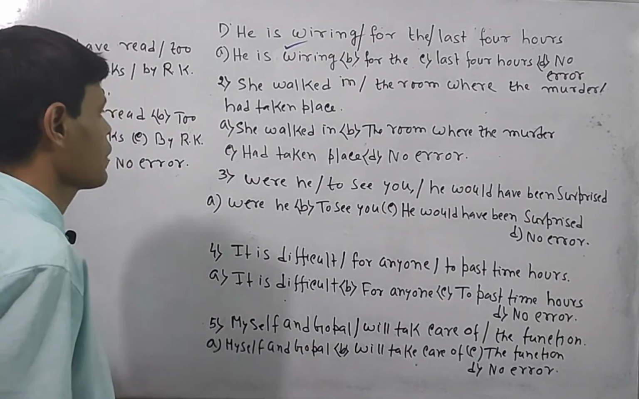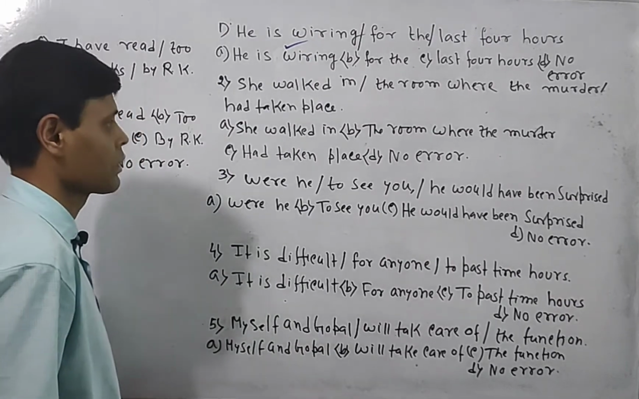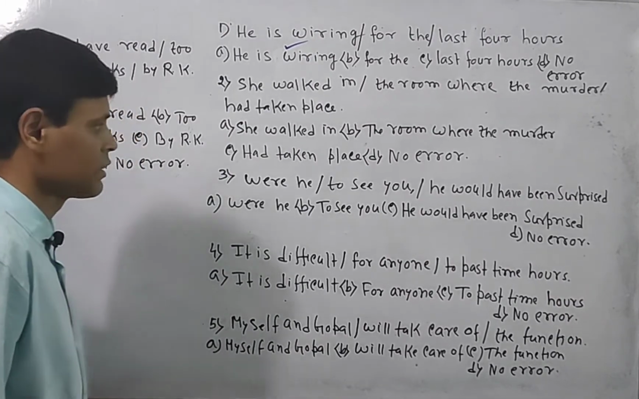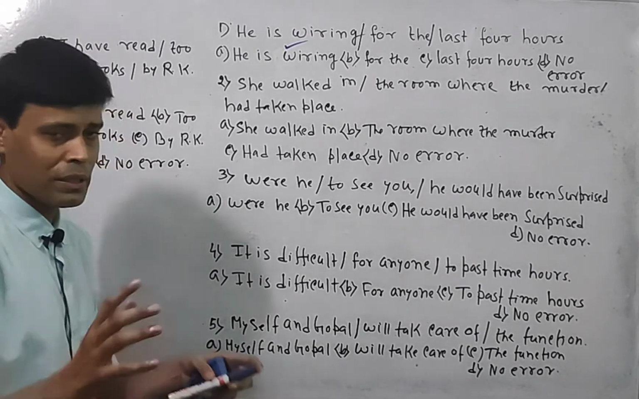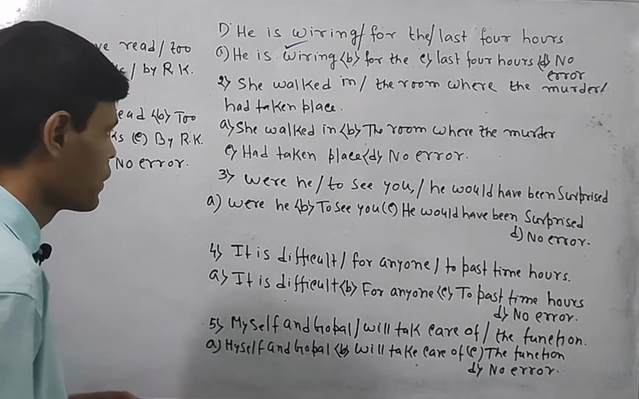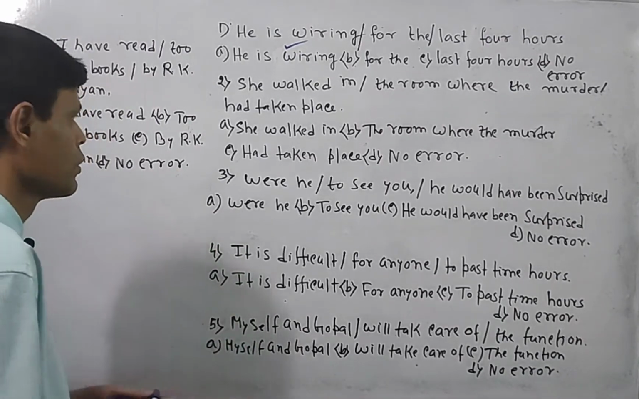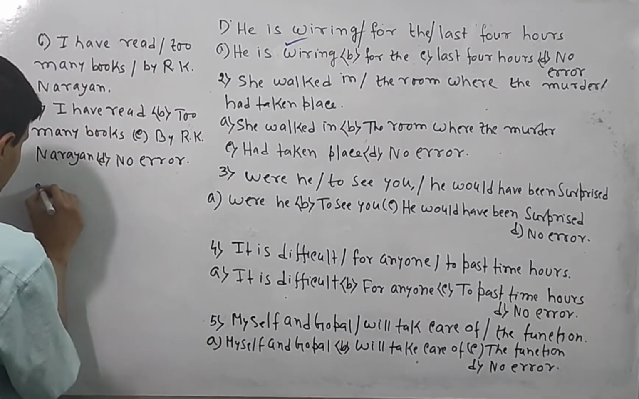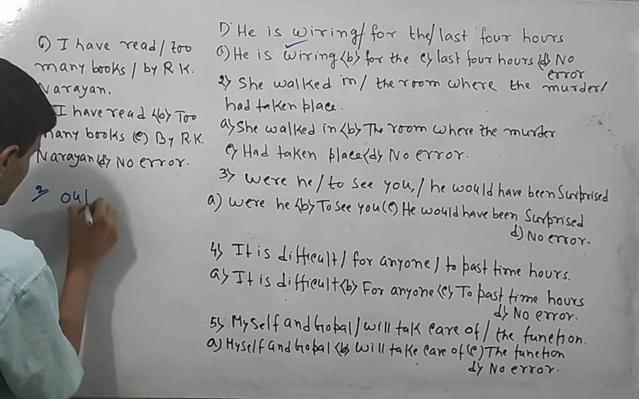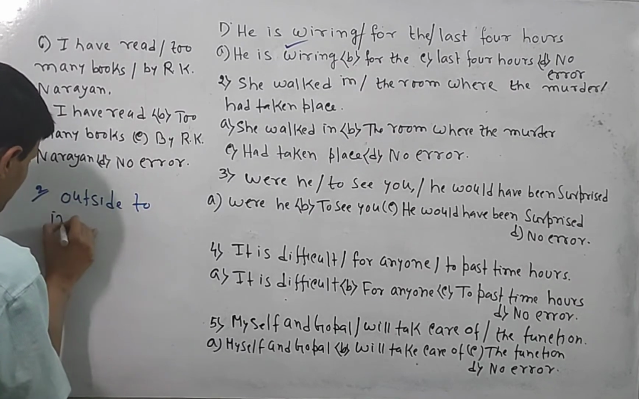Now, is there any mistake or not? She walked in, is this a mistake? The room where the murder, is this a mistake? Had taken, is it a mistake, or no error? Now be careful when some movement is there, from outside to inside. So here in the second set, outside to inside movement is there.